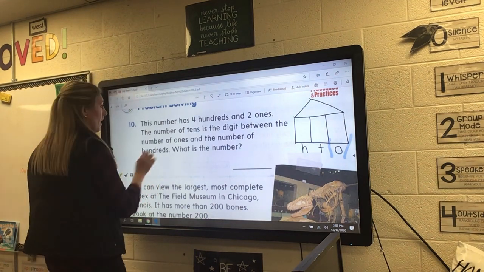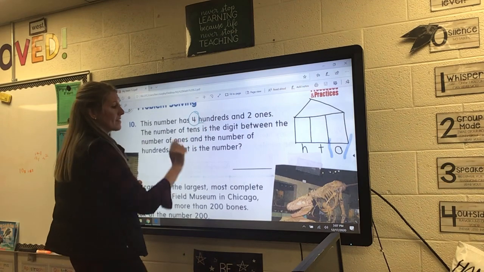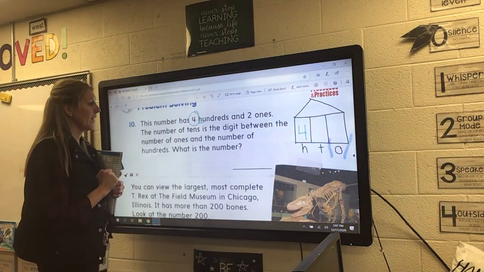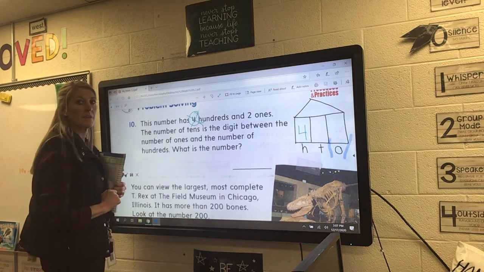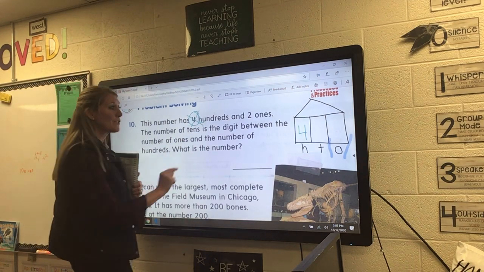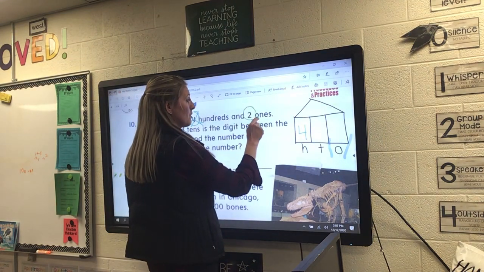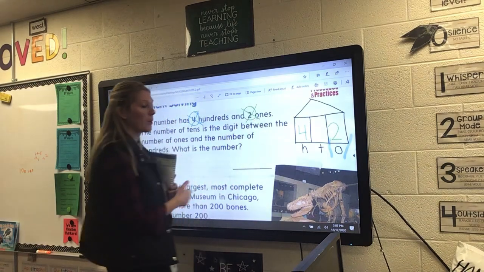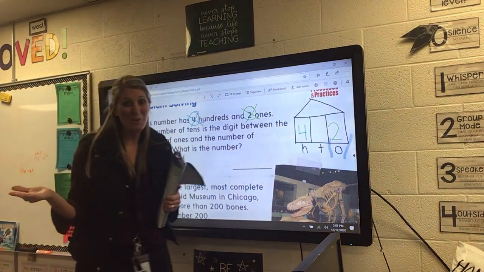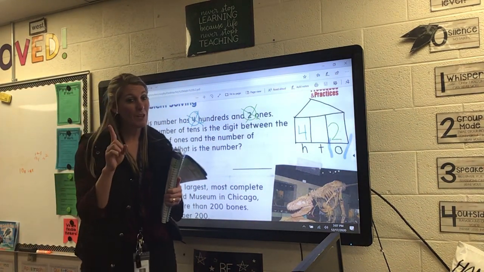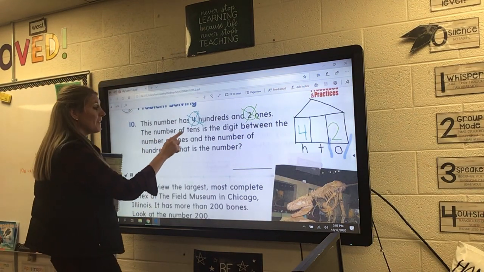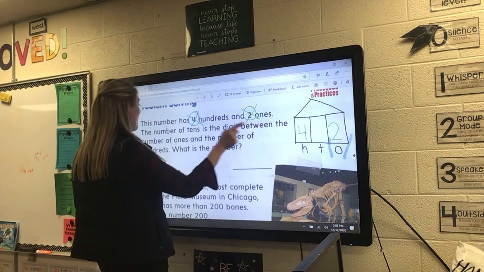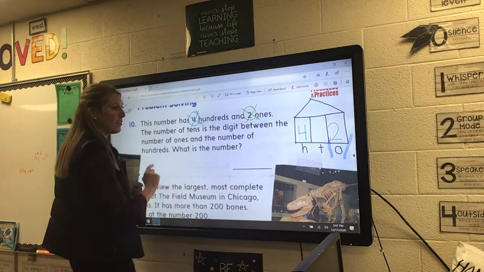Now, it says there are 4 hundreds. So in the hundreds, I'm gonna put a 4. Okay, and I'm gonna cross that off. There is, and 2 ones. So 2 ones, here's my ones, I'm gonna put a 2 there. Okay, I'm gonna cross it off. Now, I don't know the tens, but they give us a clue. It says the number of the tens is the digit between the number of ones and the number of hundreds.